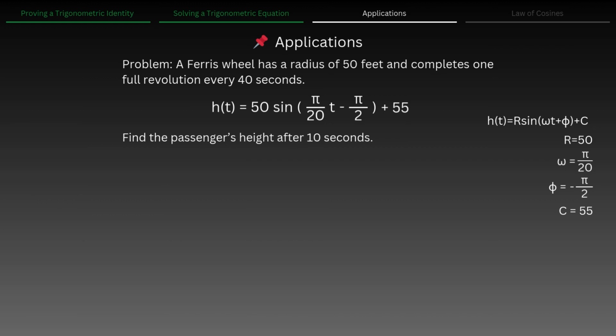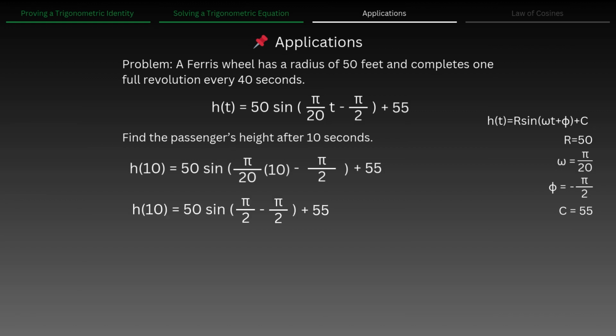To solve this, we substitute t equals 10 into the equation. Now, let's simplify the inside of the sine function. We calculate pi over 20 times 10 equals pi over 2. So the equation simplifies to h of 10 equals 50 times sine of (pi over 2 minus pi over 2), plus 55. Since sine of 0 equals 0, the equation simplifies further to just 55 feet.